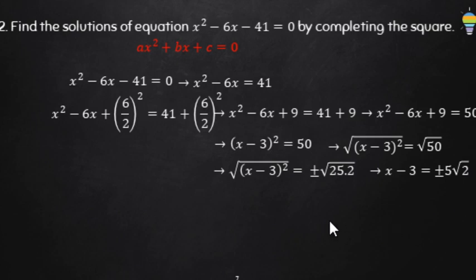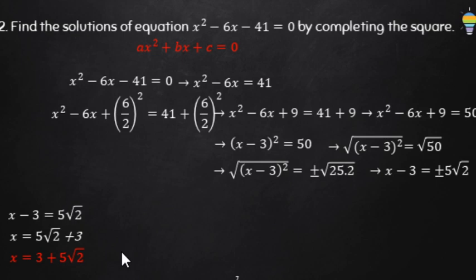Okay, so let's solve now for the solutions of the equation. For x sub 1, we have x minus 3 is equal to positive 5 square root of 2. Then we transpose negative 3 to the right side of the equation. So it gives us 5 square root of 2 plus 3. Then the simplified form is 3 plus 5 square root of 2. So this is one of the solutions of the given quadratic equation.